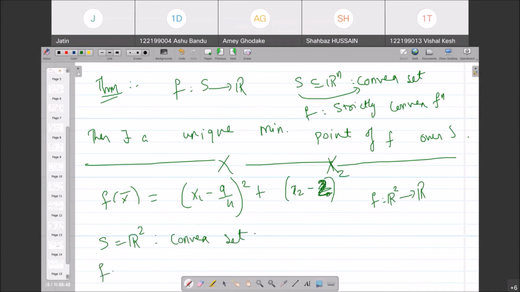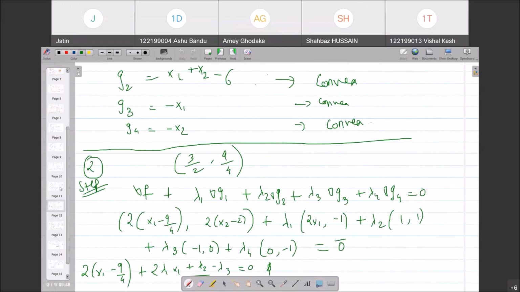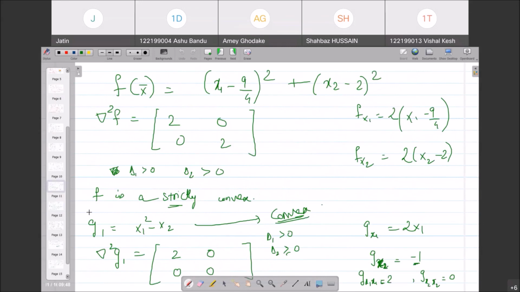Is your F a strictly convex function? Let us see. You have found the gradient. Yes, we have seen over here that your F is a strictly convex function.